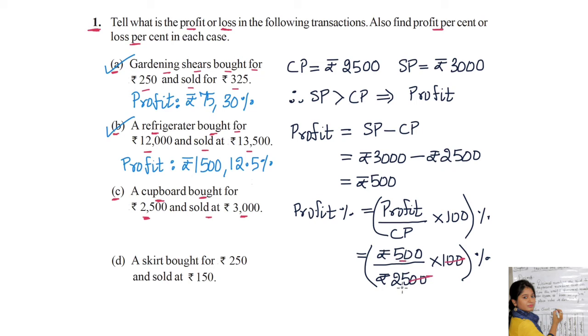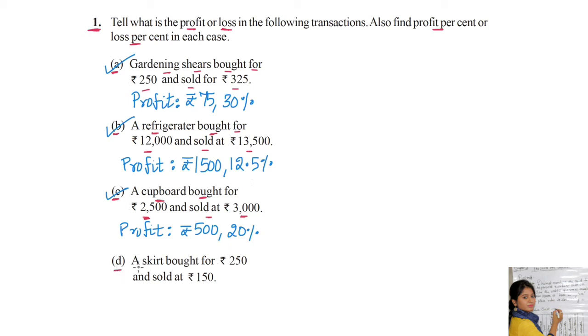Now 2 zeros will be cancelled out by 2 zeros. Now 5 and 25 are the factors, right? So 25 20 times is 500, so directly our answer will be 20%. So for this particular transaction, profit has been made of 500 and it is equal to 20%. So we will write it as profit is 500 when we buy the item at 2500 and sell it at rupees 3000. So in this way we will solve C part.